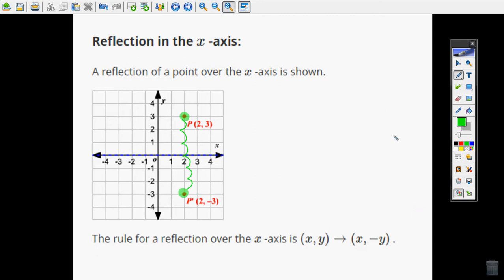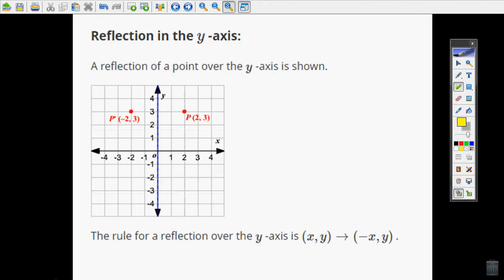But again, to make this in math world a little bit different, if you notice, the x did not change. What changed is the sign of the y. So this is the way we write that rule: (x, y) becomes (x, -y). The x stays the same, so notice there's nothing here with the x, but the y changes signs. If the y was negative, it's going to become positive. If the y is positive, it becomes negative. So this negative in front of the y is just a way of noting that it changes signs.